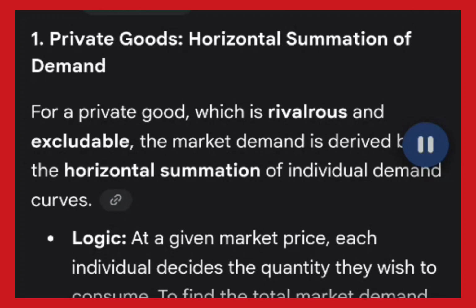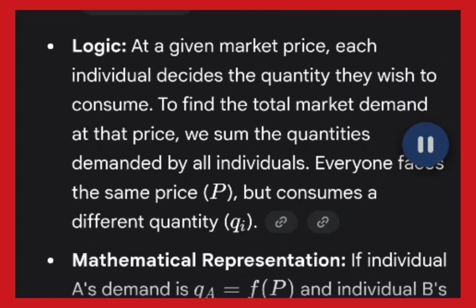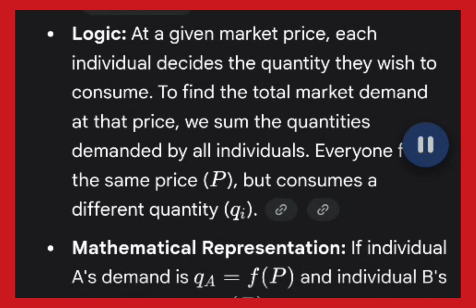For a private good, which is rivalrous and excludable, the market demand is derived by the horizontal summation of individual demand curves. Logic: at a given market price, each individual decides the quantity they wish to consume. To find the total market demand at that price, we sum the quantities demanded by all individuals. Everyone faces the same price, P, but consumes a different quantity, Q_i.